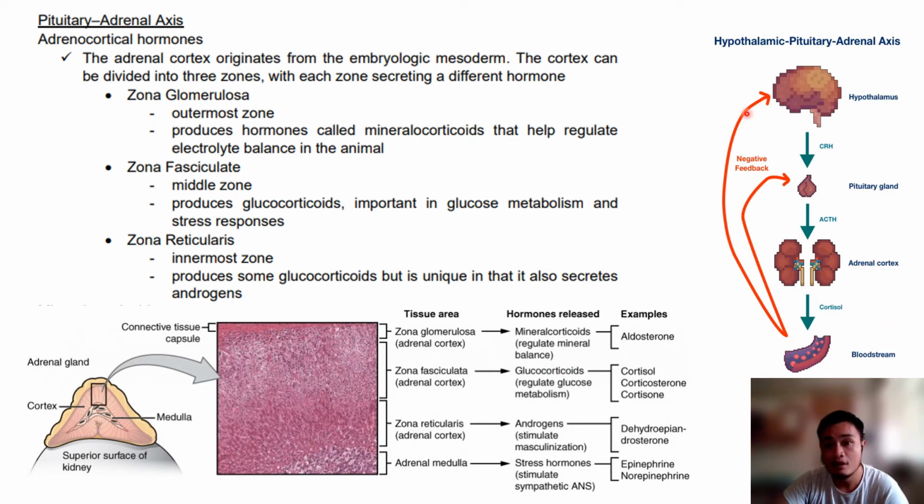For example here, when stress is sensed by your hypothalamus, it secretes your corticotropin releasing hormone, which acts on your corticotropes again through your hypophyseal portal system. It finds the corticotropes in your anterior pituitary, adenohypophysis, and it stimulates your corticotropes to release the adrenocorticotropic hormone.